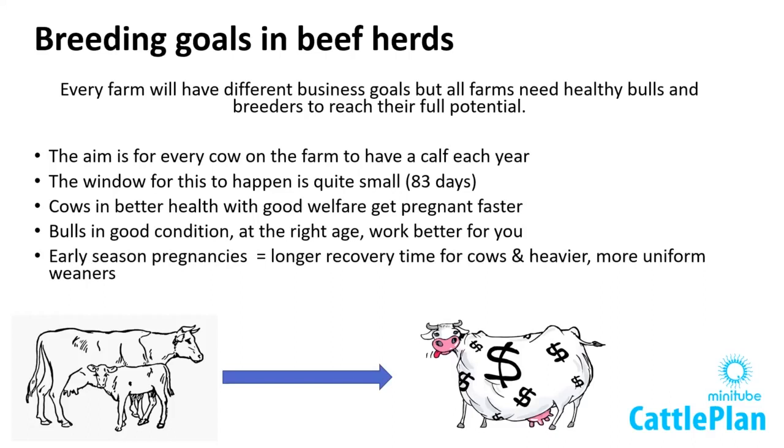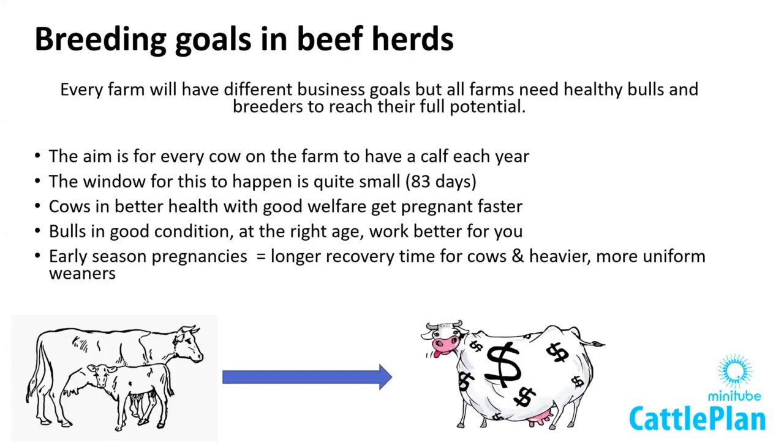So what we're aiming for is to have those pregnancies early in the season, which means that those cows then have longer to recover between the next time they have to be in calf. Those calves are born into generally a better season when they're born at the start of the season. So they've got more milk from mum, they can grow in at a better rate. And also at weaning, they're going to be heavier because they're earlier, older calves.